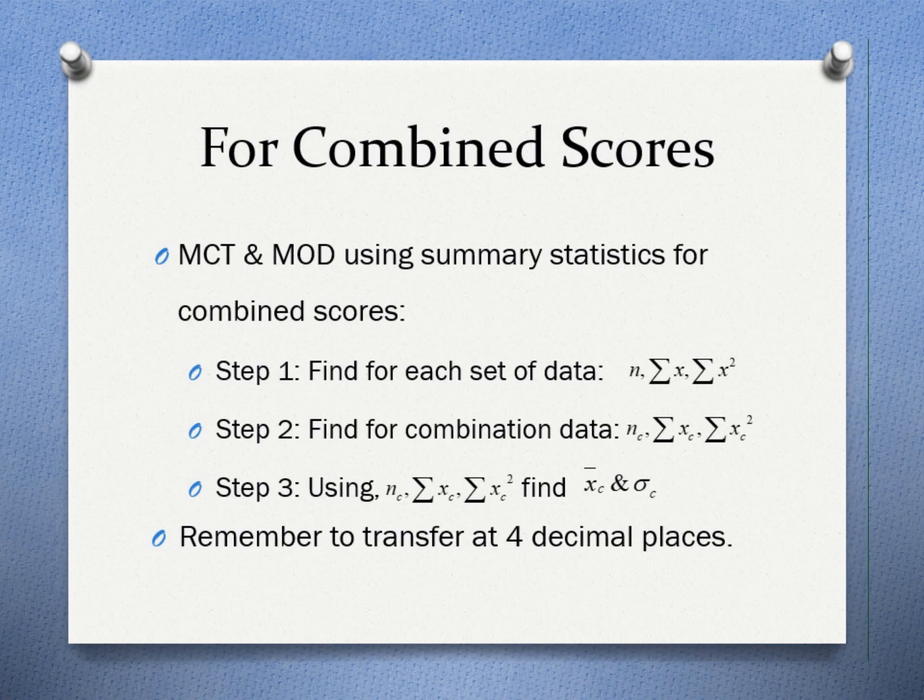Okay, then the next step is applying the formula. You will use the combined summary statistics, divide by the new n. Same goes for standard deviation. Again, the repetition here is transferring all values in 4 decimal places, because if you don't do that, the answer is going to be very different.